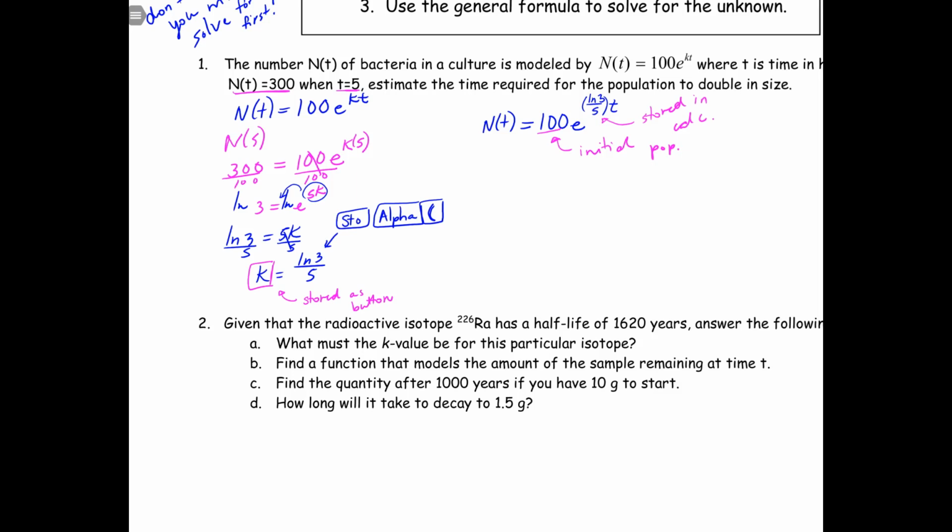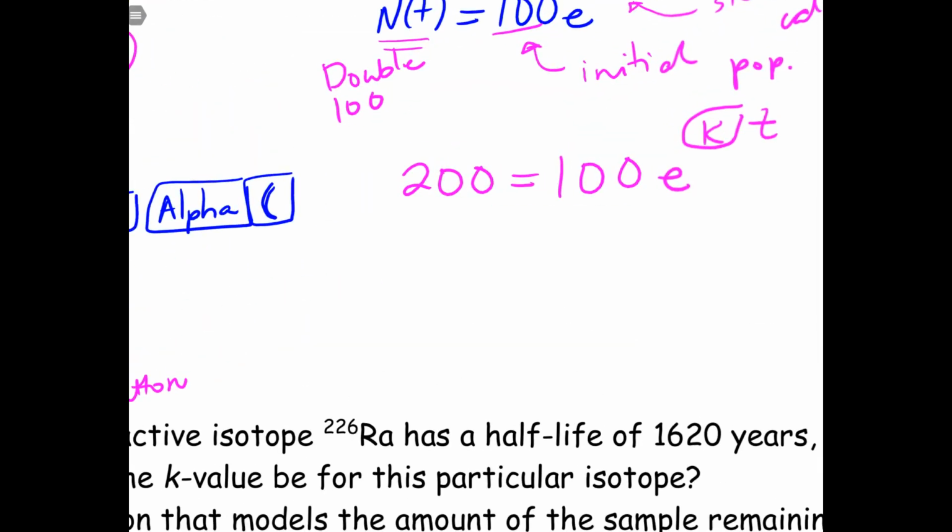So if we want it to double in size, what do we have to set the left side of the equation equal to? 200. We want to see when does it double in size. So if we want it to double, we need to double the initial population. We need to double 100. So now we have 200 is equal to 100 times e raised to that stored k value times t. And now we need to solve for time. So what would be our series of steps? What would we do first?